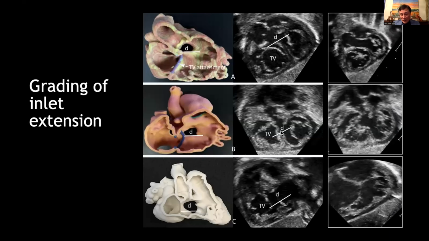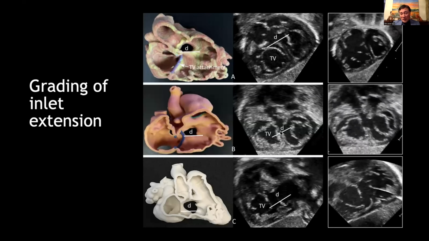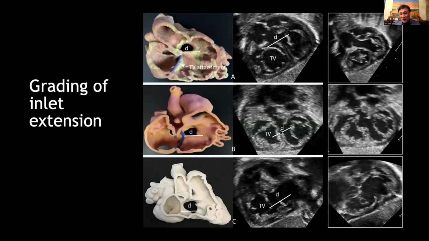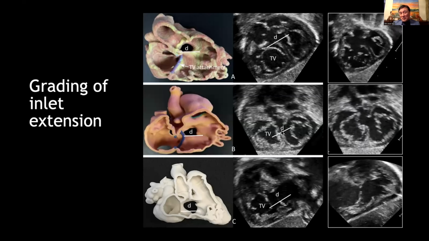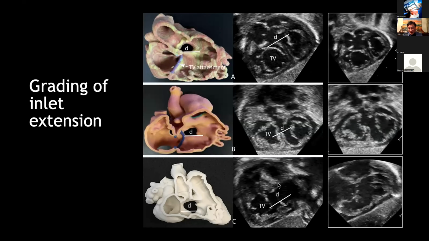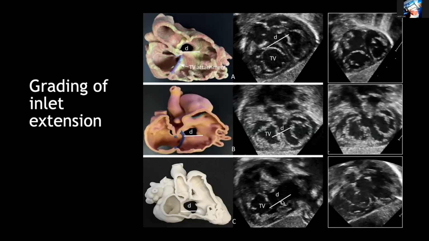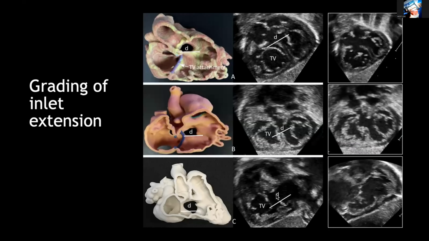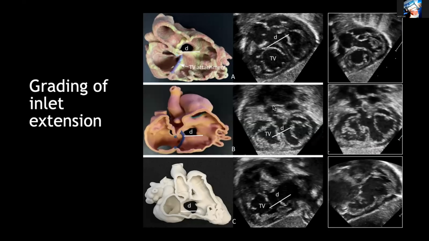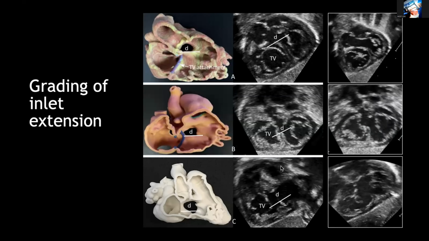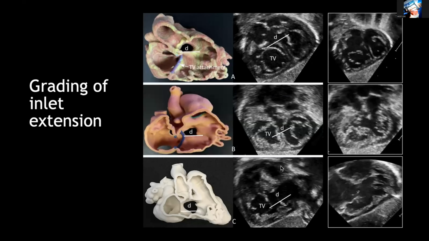However, in this case, the VSD stops here, and this is a tricuspid valve. The VSD is halfway along the tricuspid valve, so it is a significant inlet extension. Here in this last case, the inlet septum is here, and the VSD extends far into the inlet septum. So this is going to have a huge impact on your surgical orientation.